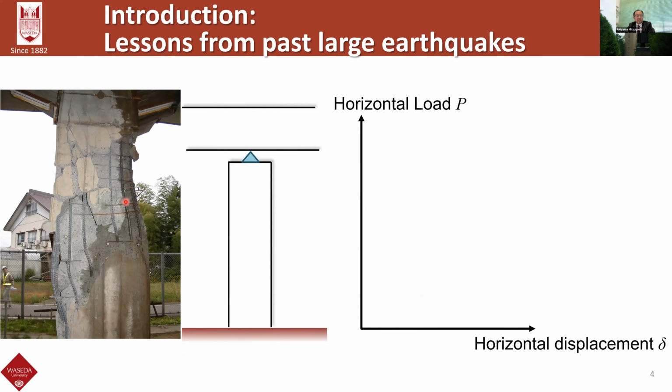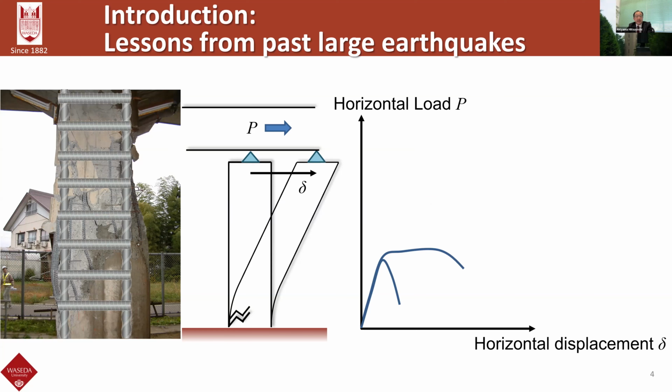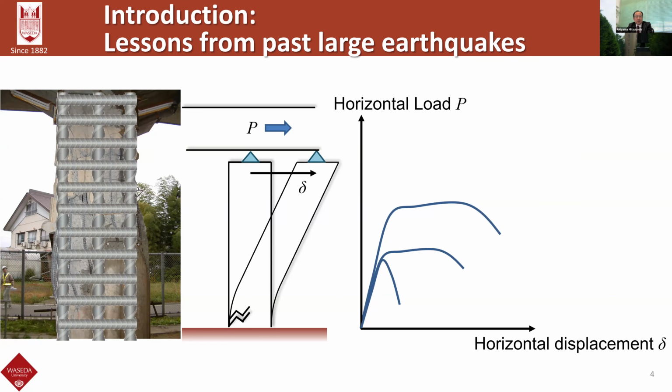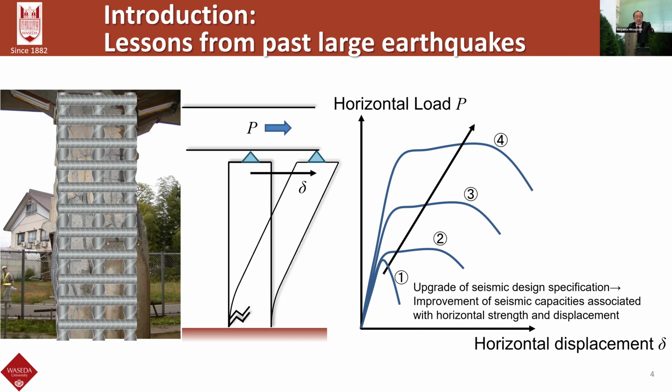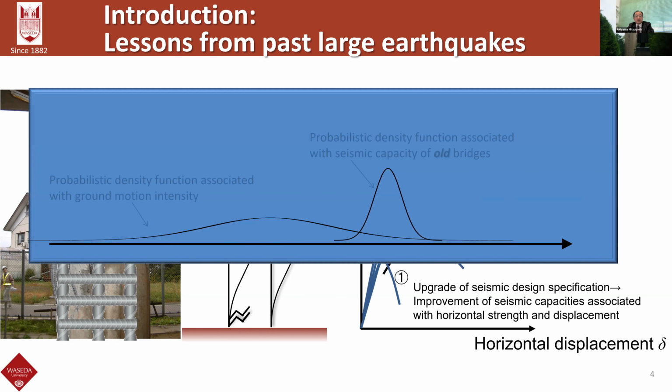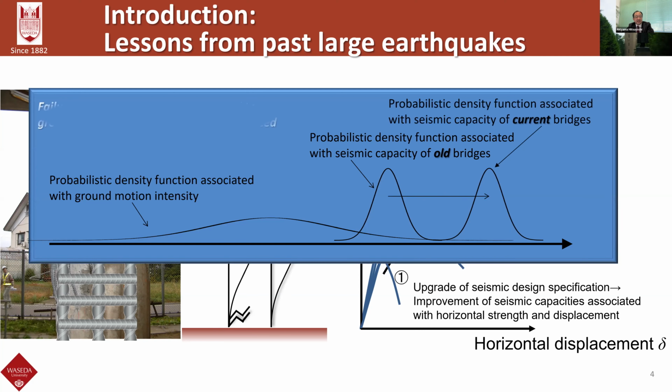The seismic design methodology for new bridges has also been improved. This picture shows RC columns designed in the 1970s. The column failed in shear. Based on the experience of seismic damage to structures and research progress on shear and ductility designs of RC components, we can see big research progress and upgrades of seismic design specifications have improved the seismic capacities associated with horizontal load and horizontal displacement. As a result, the failure probability of bridges subjected to ground motion has been significantly reduced.